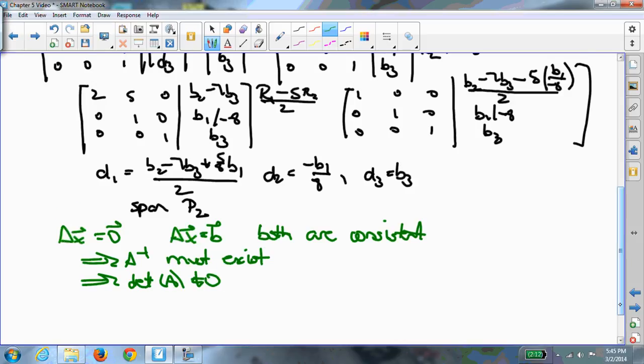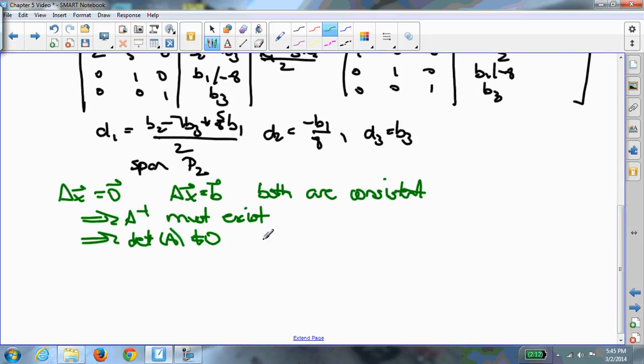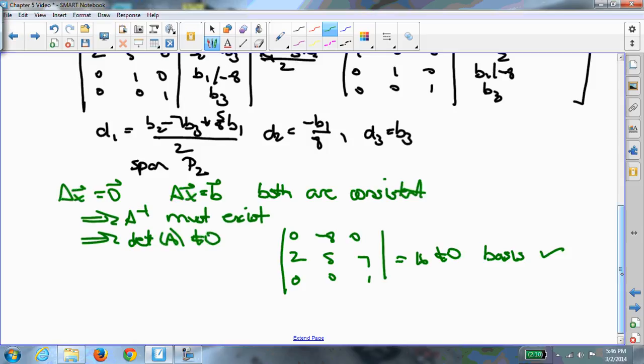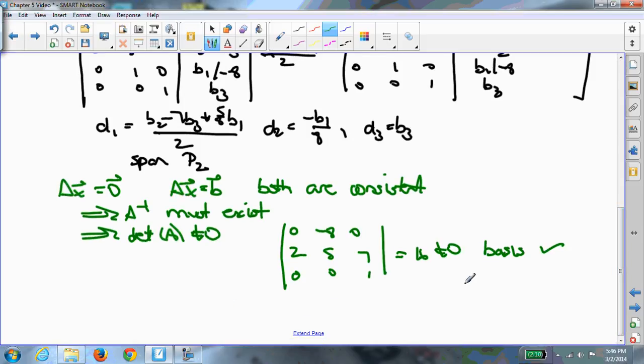So a way to prove this simultaneously would be to find the determinant of A. And if I find the determinant of A of 0, negative 8, 0, 2, 5, 7, 0, 0, 1, I get 16, which is not equal to 0, and therefore this is a basis. Now, a couple of things. It's a basis. The dimension is the number of basis vectors. So in this case, our dimension is 3.